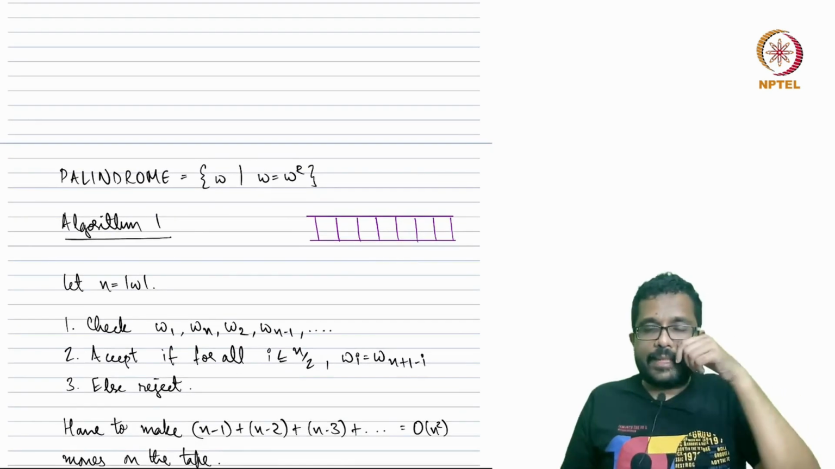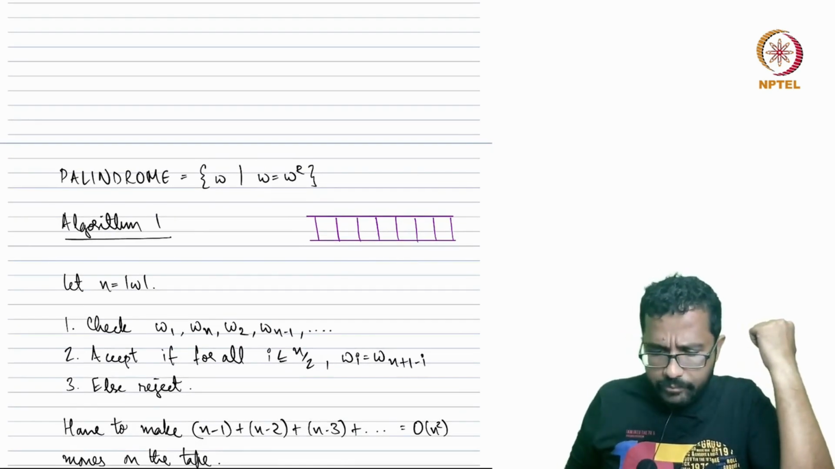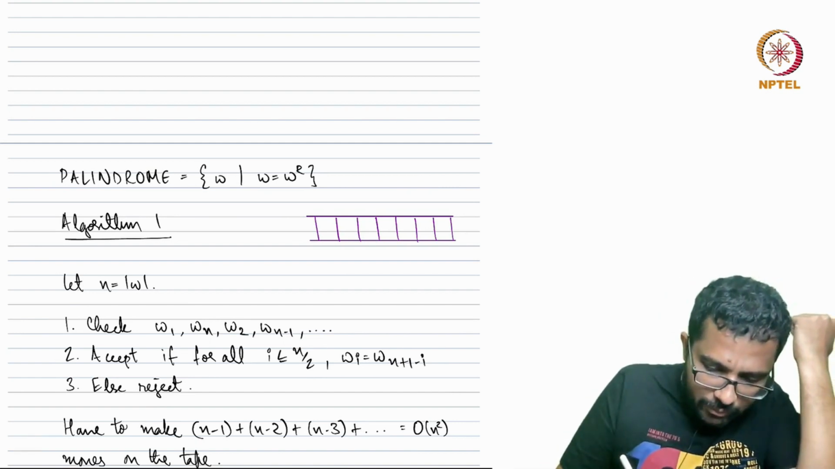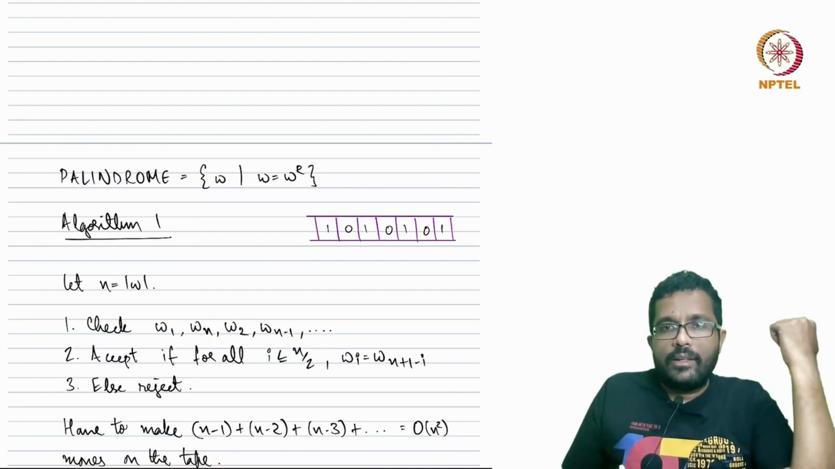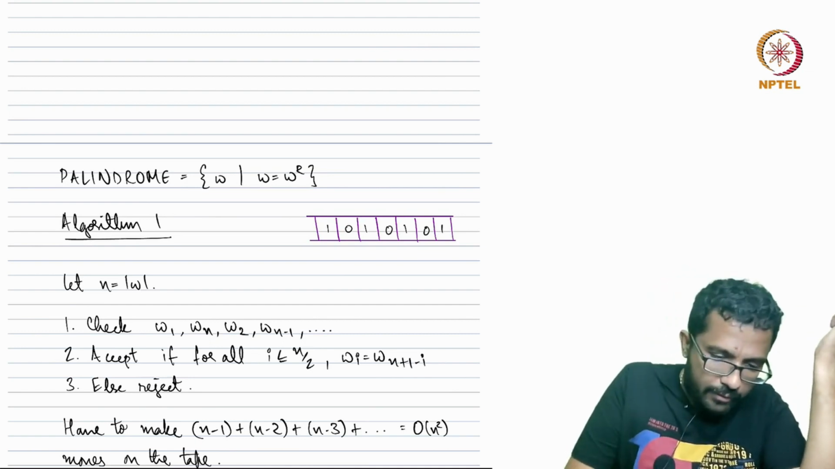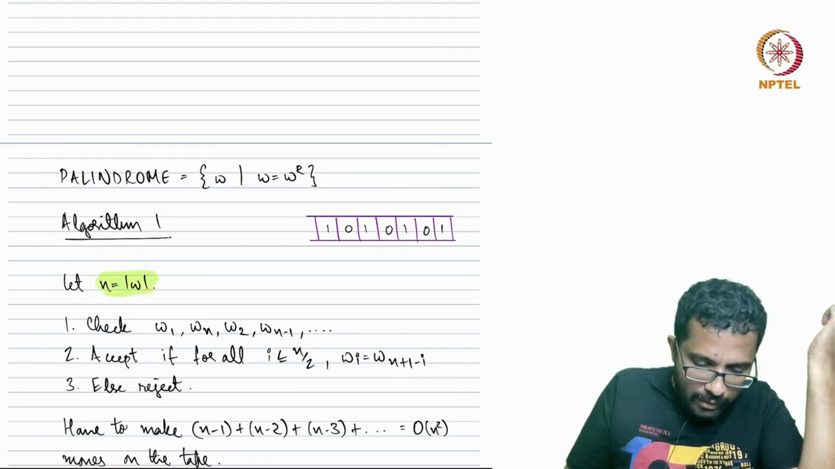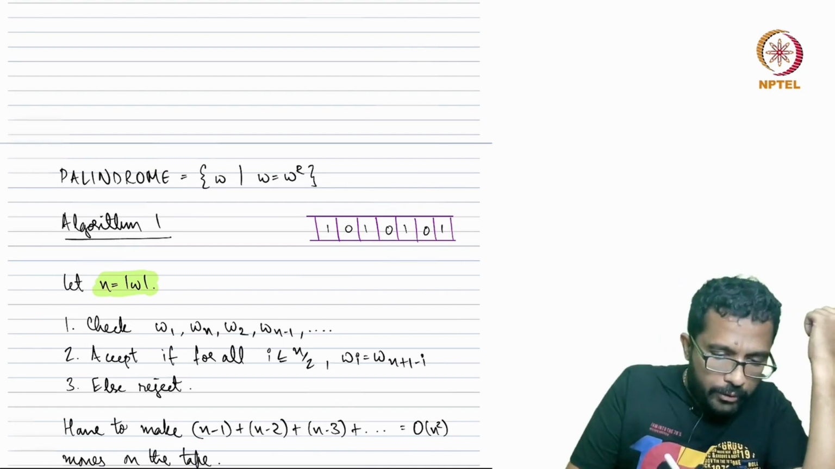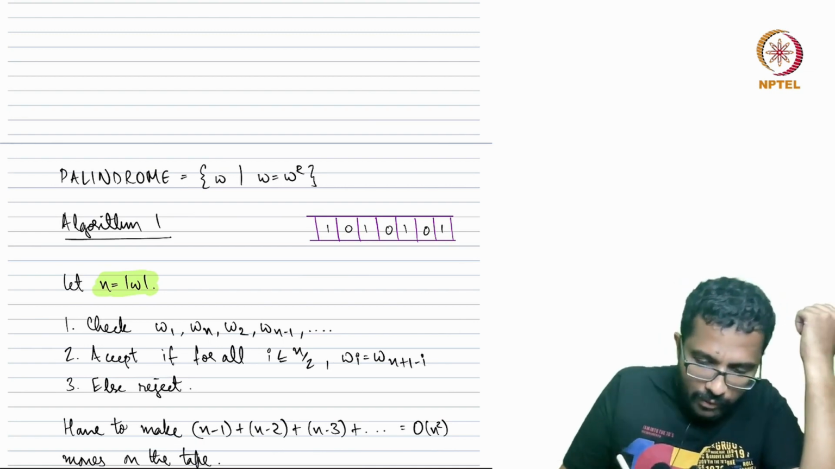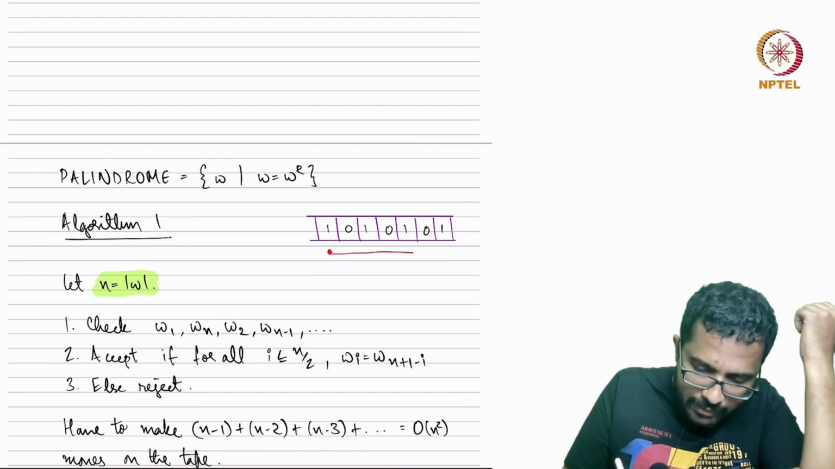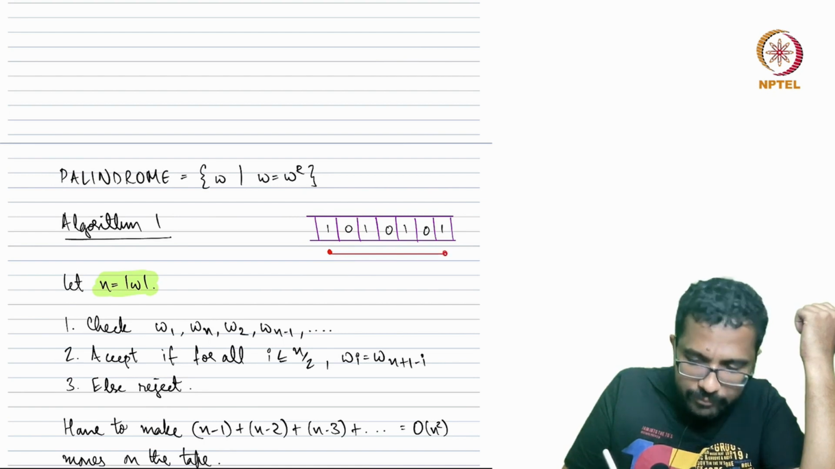So how would we check if a given string is a palindrome? Suppose the string was written on the input tape. Let's say 10100101. Obviously this is a palindrome. Suppose there are n symbols, so the length of W is n. To check that this is a palindrome, you read the first symbol, and then go to the last symbol and see whether they are the same.